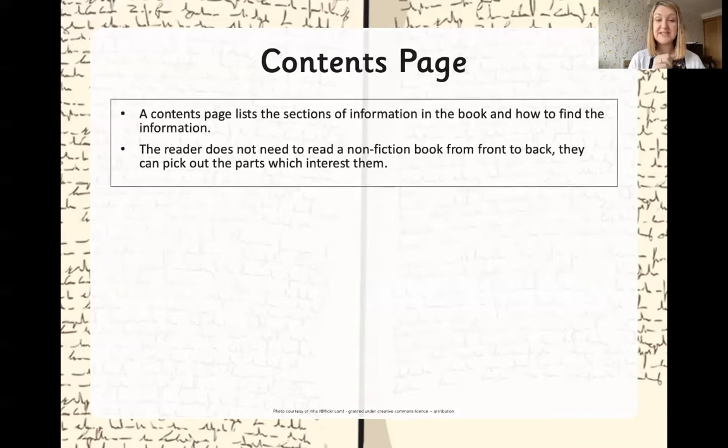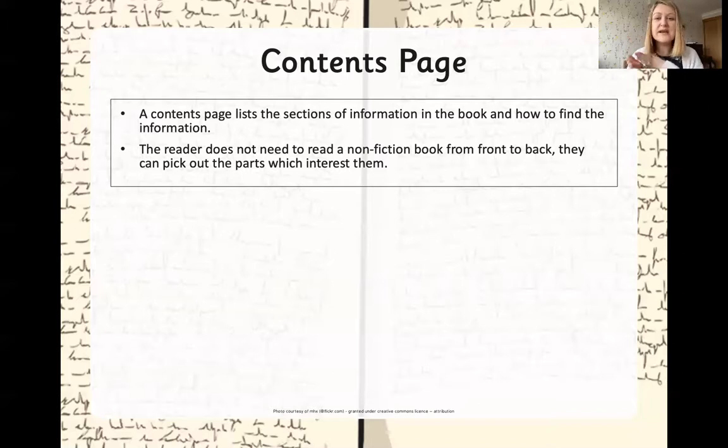So the contents page lists all the information in the book and we can find it quickly. If I'm wanting to find out just about Egypt in a book, I might not want to be reading all about Greece or Cyprus. And I could just quickly go to find that particular section about the particular country. It might be that I've got a new book about animals, and maybe I want to find out just about birds. Well, I won't want to read about the cats and the dogs and the rabbits if I just want to find out something about a bird.